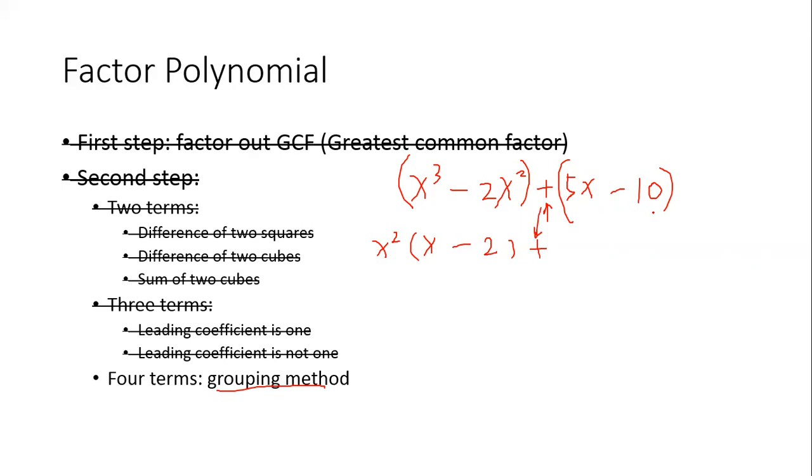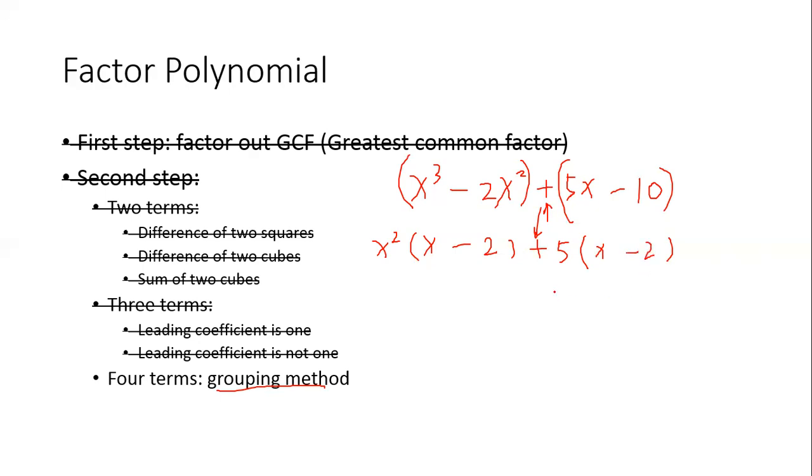So what is in common? It is the 5. 5 can go into both numbers. So take out the 5. The first one has x, the second one has no x, so x is not in common, just 5. If I take out the 5, 5x divided by 5 is x, and negative 10 divided by 5 is negative 2.